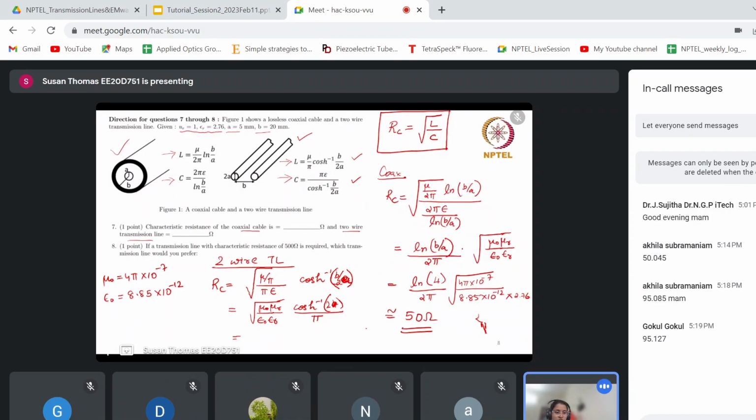Again, it's a wrong answer. It is coming close to 95, which is a wrong answer. So maybe please do check this equation. It is b by 2a. It's not b by a as I wrote initially.